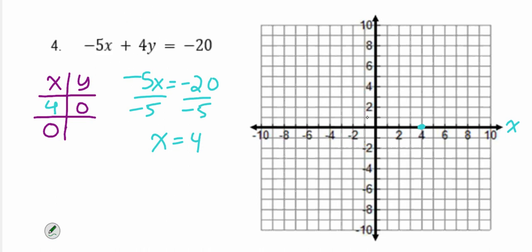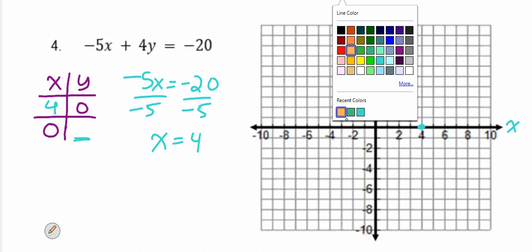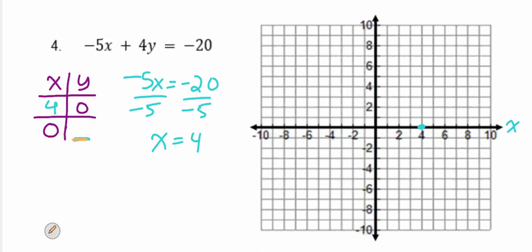Now let's go ahead and try to find what our y value is for our y-intercept. Let's use a different color. Let's get some orange going. When I find my y-intercept, x is 0. And when I set x equal to 0, that means this whole thing is equal to 0. So what I have left is 4y equals negative 20. I divide both sides by 4 and get y equals negative 5.